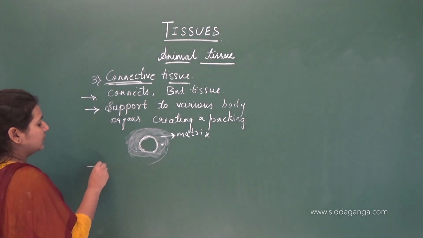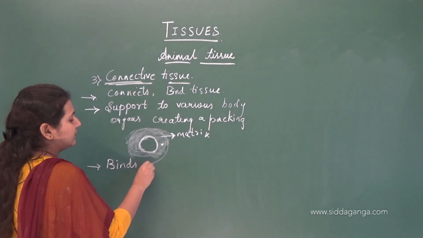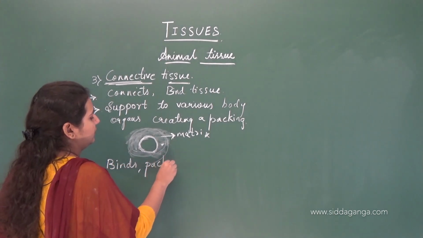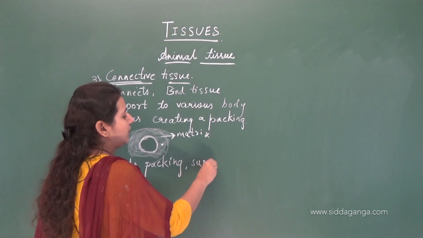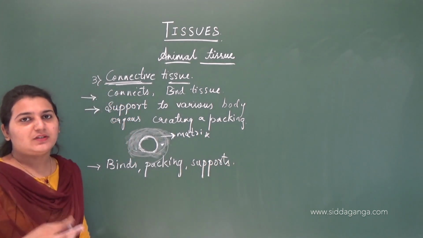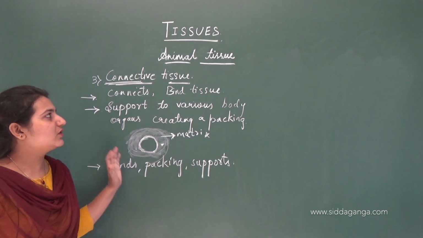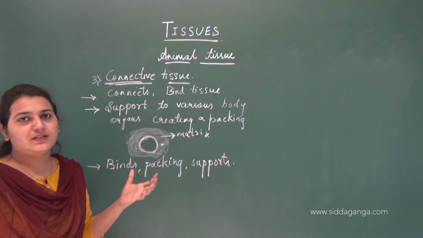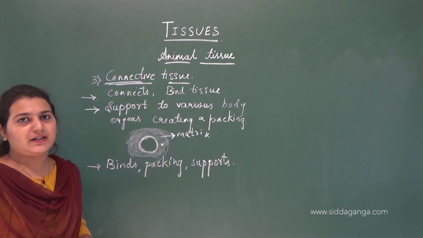So what is the major function? It binds, packs and supports. This packs the organ and supports this organ. It prevents displacement of the organ. So this is the major function of connective tissue. Now let us see the types of connective tissue based on this medium or matrix.